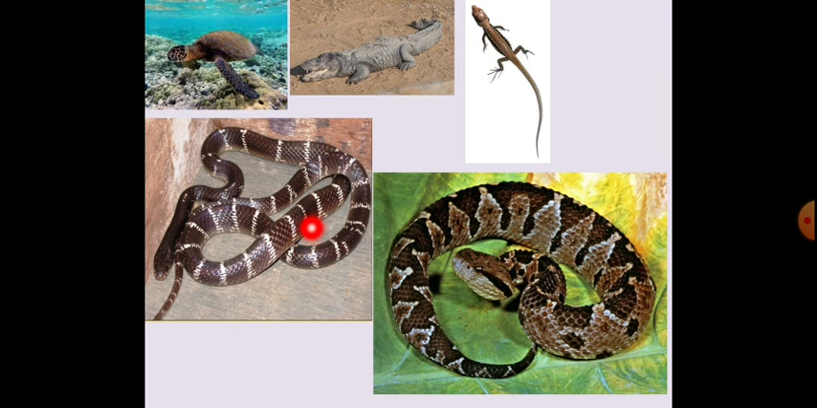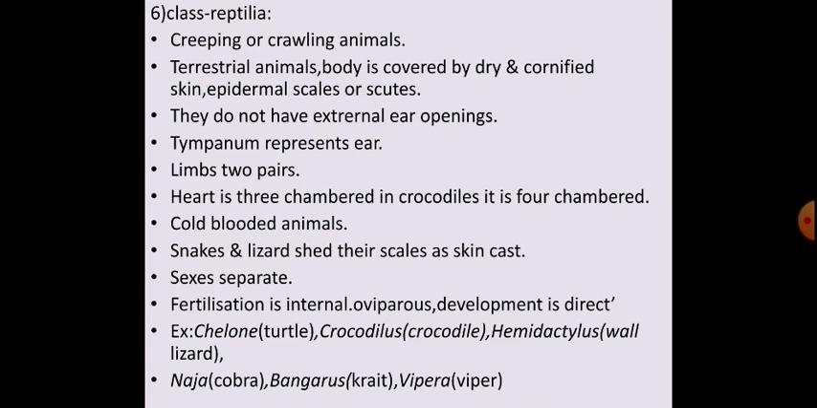We call it kadambare. And this is viper, scientific name Vipera. Viper, you know, kandodi. This is kandodi. Then cobra, nagarahavu. Scientific name is Naja. So these are examples. Chelone, turtle; Crocodilus, crocodile; Hemidactylus, wall lizard; Naja, cobra; Bungarus, common name krait, kadambare; and Vipera, viper, kandodi. These are examples of class Reptilia.